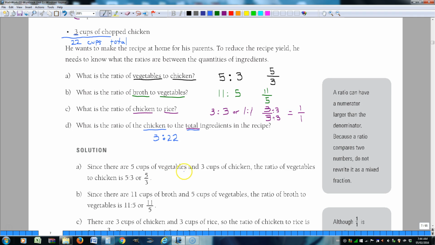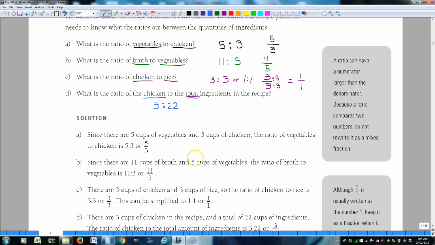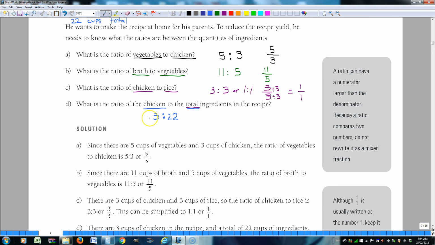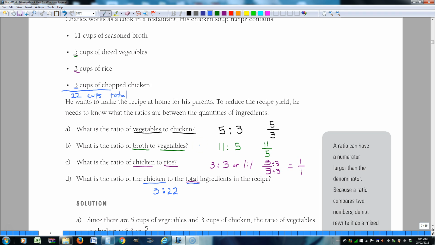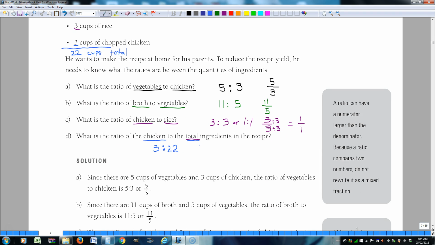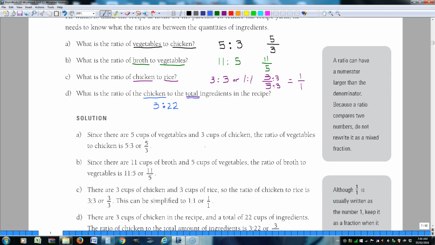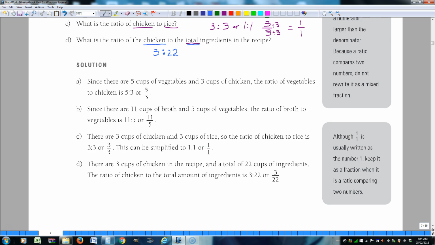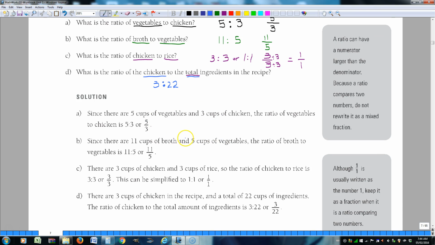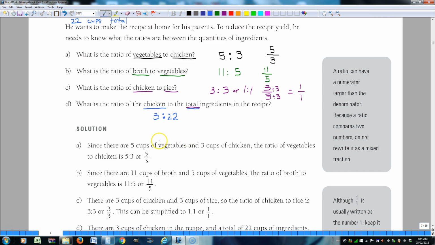Because once we know what ratio there is in the restaurant size recipe, we can figure out, well, how much chicken do I need to have in my family size recipe? And this question is not asking for you to do that, but because math's fun and because it's more fun when you can actually do something productive, let's do it.